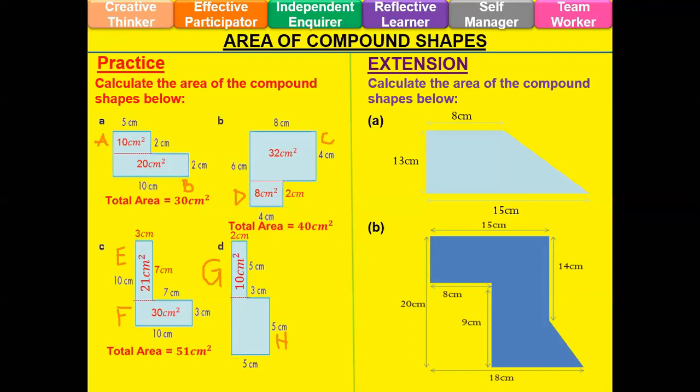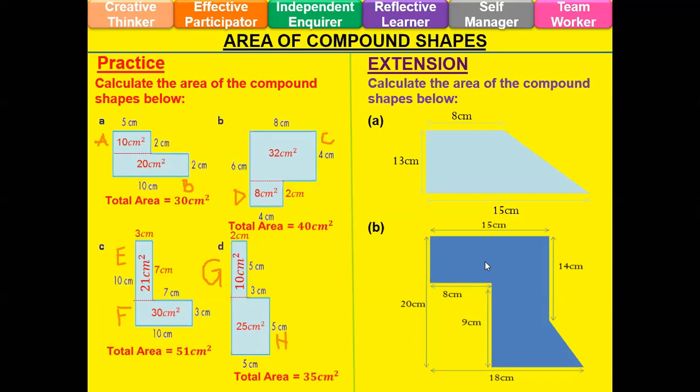What is the area of H? Total, that is the area of the compound shape. Good job to everyone who said 25 centimeters. Now we are going to add 10 centimeters plus 25 centimeters to give us the area of the compound shape. The area of this compound shape equals 35 centimeters squared.